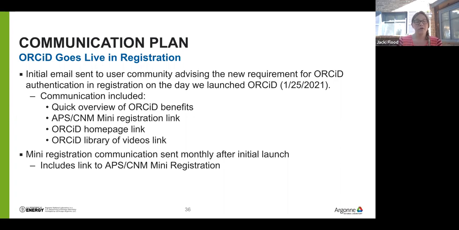That email included an overview of the benefits of ORCID. It included a link to the mini registration form that our IS team created for us, which I'll touch on in a moment. We also included the link to the ORCID homepage, as well as a link to the ORCID library of videos, so people could really dive in and see what ORCID has to offer, and we could show the community how this is going to benefit everyone. That mini registration communication is sent monthly after our initial launch. Maybe it'd be best to go to the next slide and I can explain what the mini registration is.